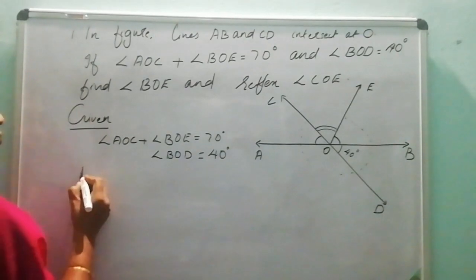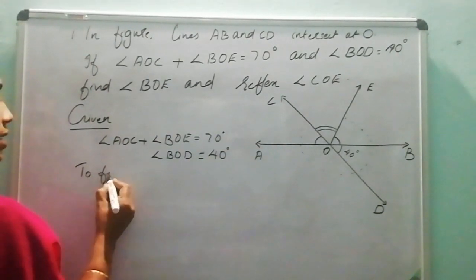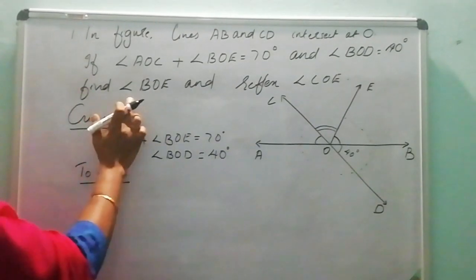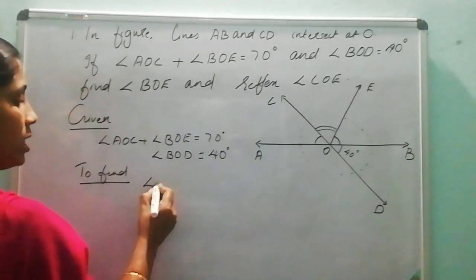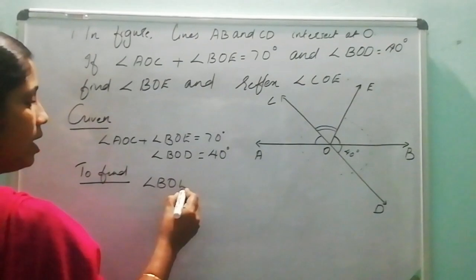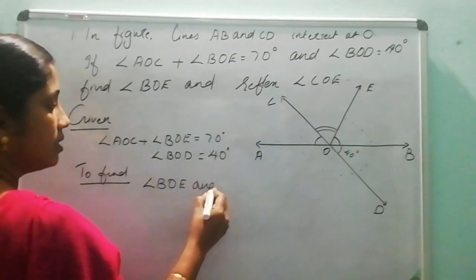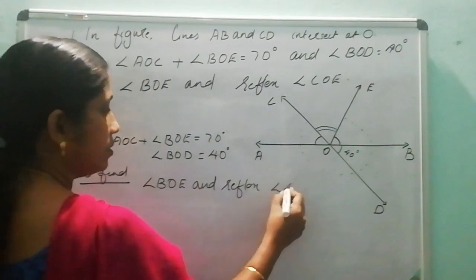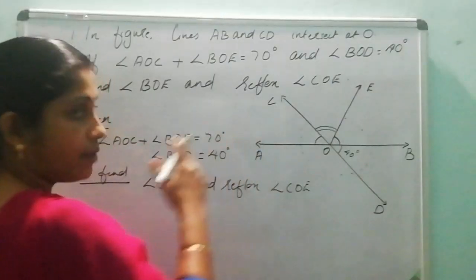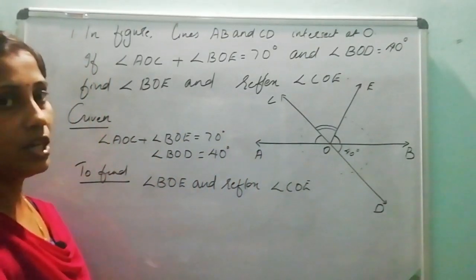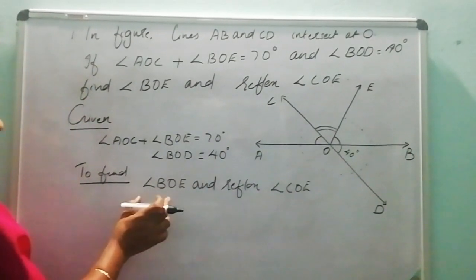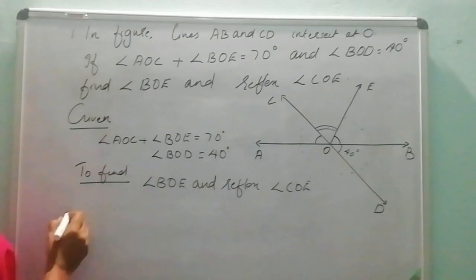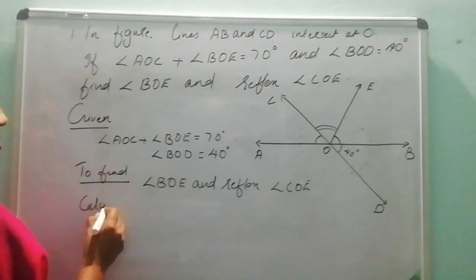Then to find. What do you have to find here? You have to find angle BOE and a reflex angle. For all questions you have to write these three steps, then only you will get the full mark there. To find angle BOE and reflex angle COE. Then the third step is calculation.